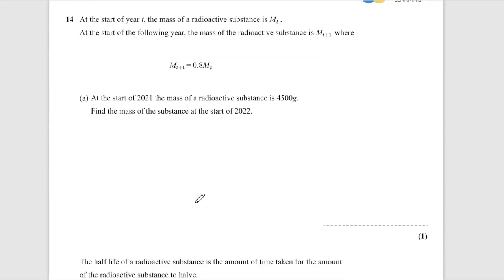Okay, question 13. At the start of the year t, the mass of a radioactive substance is Mt. At the start of the following year, the mass of the radioactive substance is Mt+1, where Mt+1 is equal to 0.8 Mt. At the start of 2021, the mass of the radioactive substance was 450 grams. Find the mass of the substance at the start of 2022.